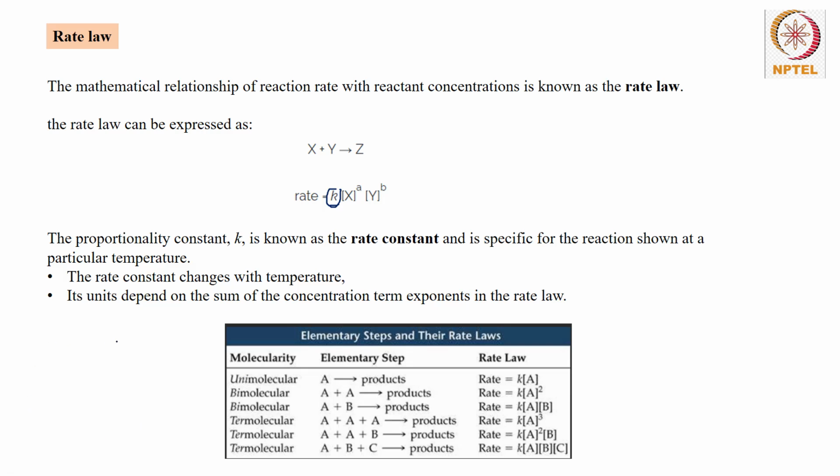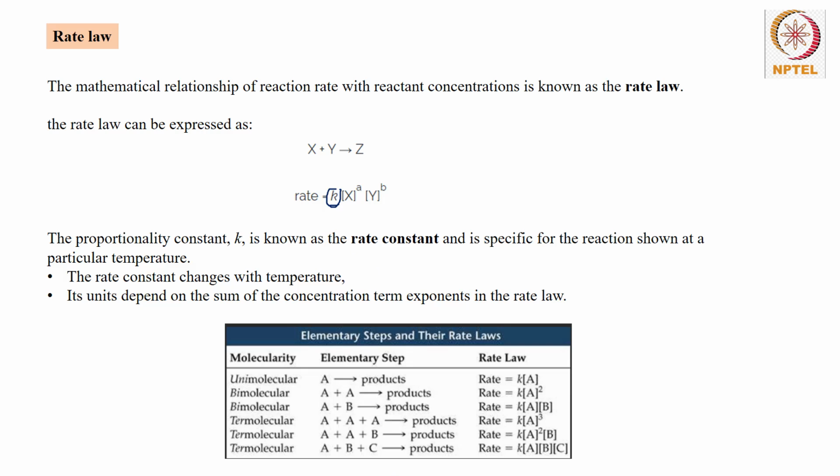And the rate is also dependent on the concentration term of the component. So suppose you are enhancing the concentration of X, if it is 1, or suppose instead of 1 it is 2, so you are enhancing the concentration of X. If this is enhanced, the rate will be enhanced. So it's dependent on the concentration of the component also.